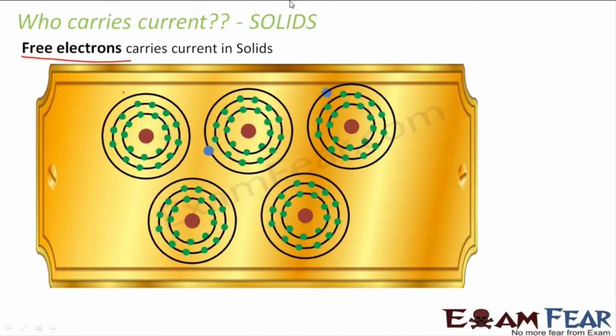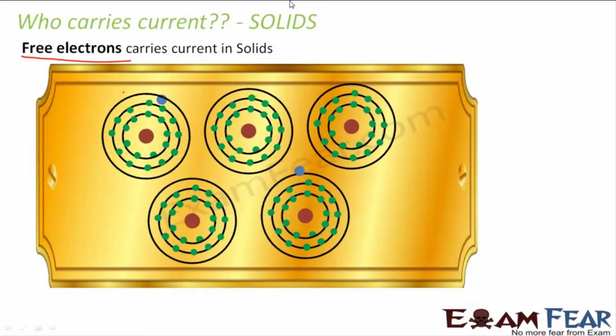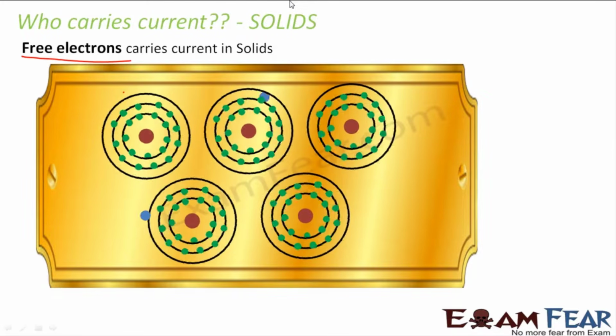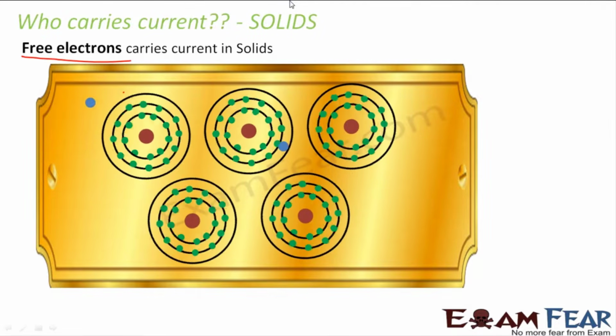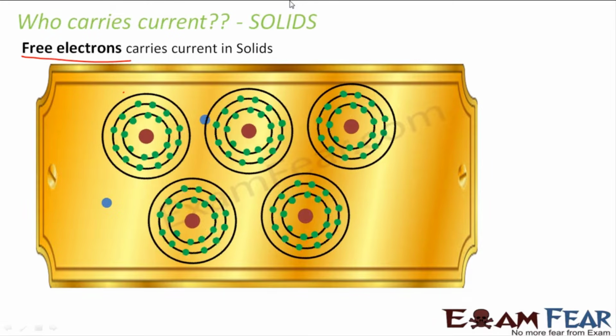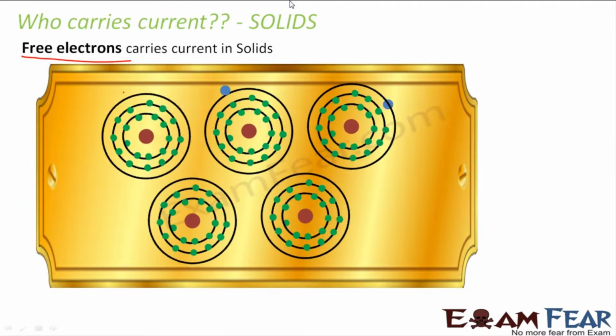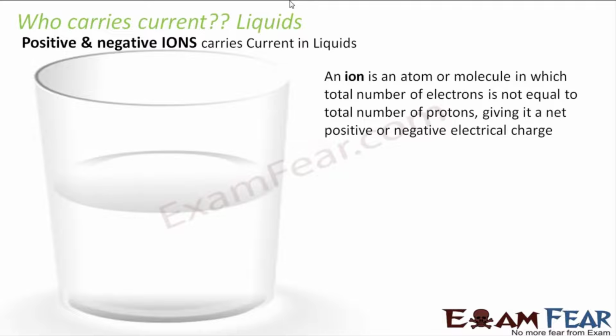So that means in solids who carries current? Free electrons, that is the valence electrons, the most loosely bound electrons in solids carry currents. So this was the case for solids. Now what happens in case of liquids? In liquids, positive and negative ions carry currents.